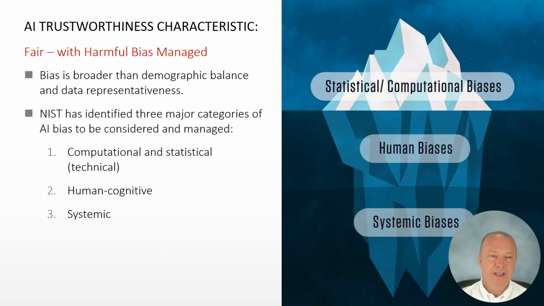So bias is broader than demographic balance and data representativeness. NIST has identified 3 major categories of AI bias to be considered and managed. The first, computational and statistical, that's known as technical bias. We have human cognitive bias and systemic bias. We'll be looking at each of these in turn.